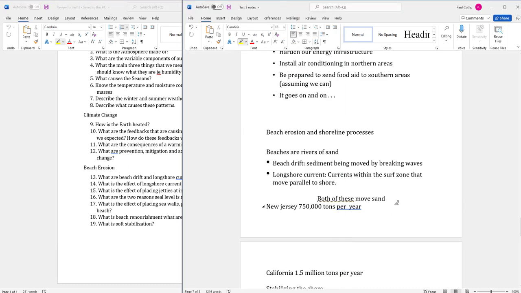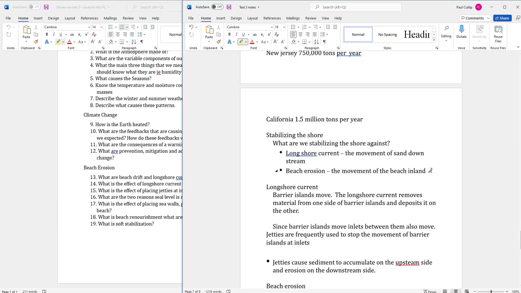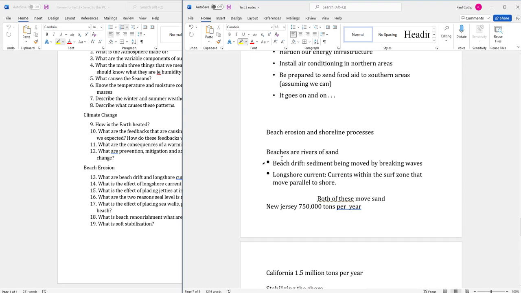cool. Okay, so let's do beach erosion. So what are beach drift and longshore current, right? And here they are right here. Let me see that. Let's go up here. Actually, there we go, right here.